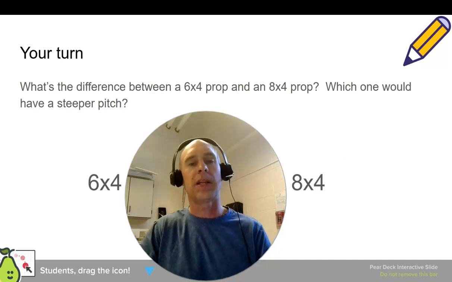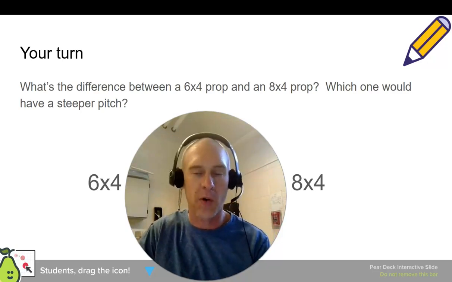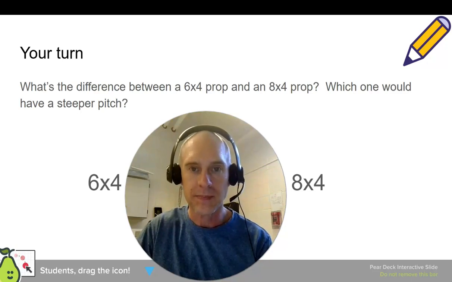What's the difference between them? Which one would have a steeper pitch, the 6x4 or the 8x4? Did you think about that one?